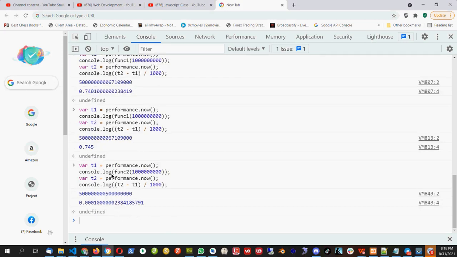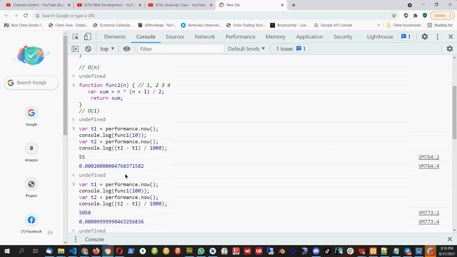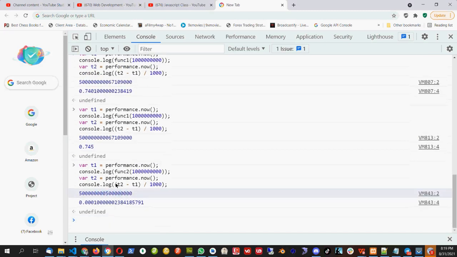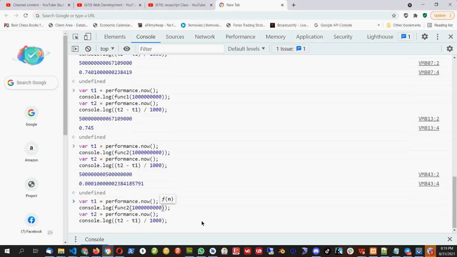If I'm using function 2, the exact number is not the same because of this formula and because this number is too big, so sometimes the sum does not come out exactly the same. But if you see, the time taken is 0.001 with this much number, whereas here I am getting 0.7 seconds. Let's try to increase 2 more zeros.